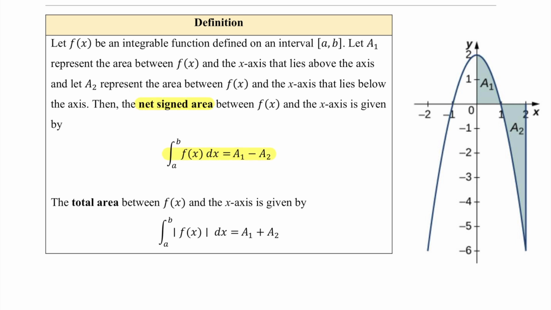But sometimes we want the total amount of area, so we use the absolute value. The definite integral of absolute value of f of x equals A1 plus A2. So to find the net area, we take A1 minus A2. To find the total area, we take A1 plus A2.